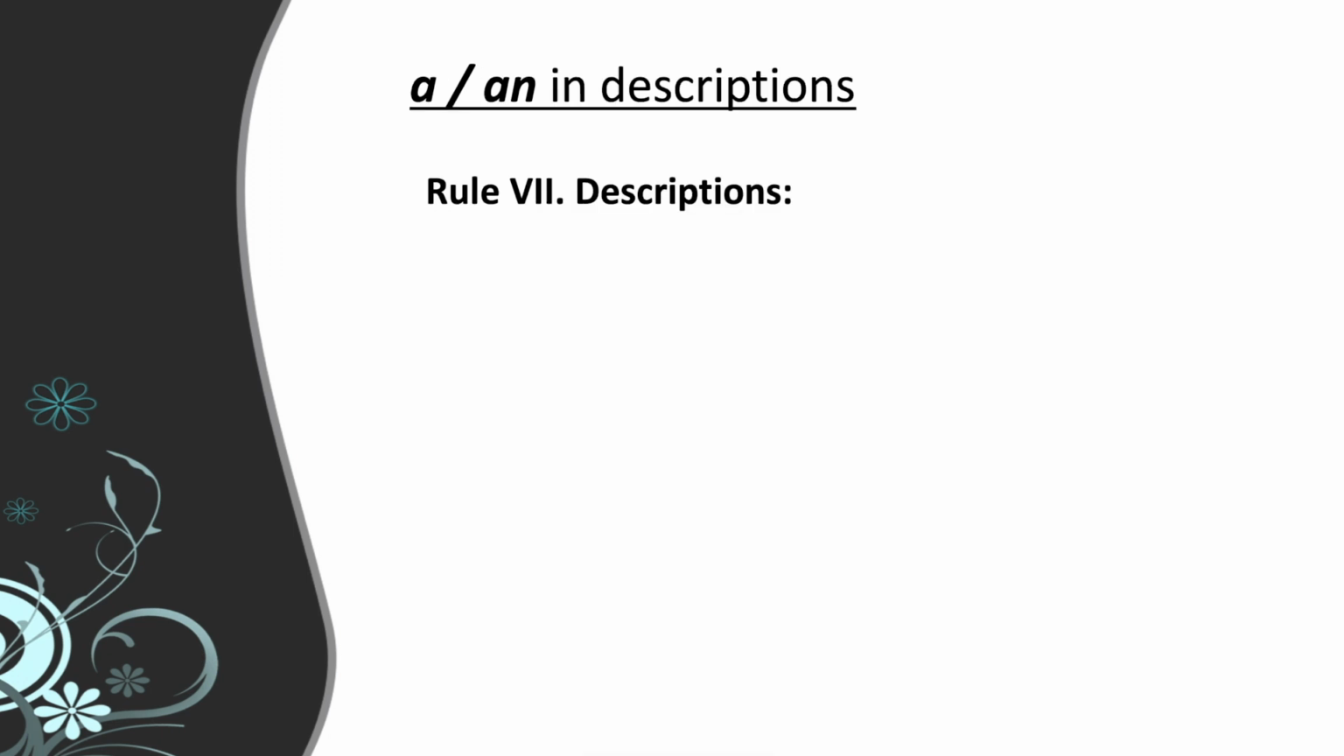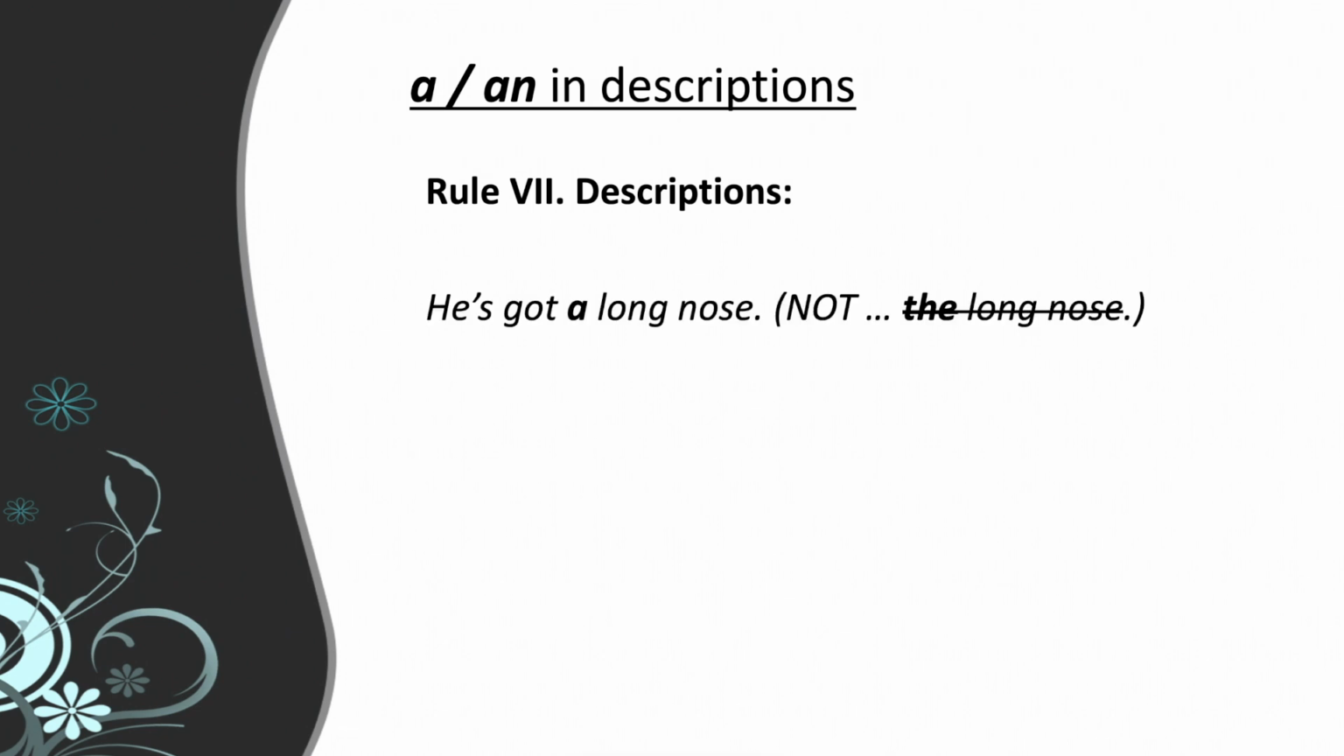Rule number 7, a and an in descriptions. Now it's time to remember the difference in meaning between a and an and the. Remember that a and an are for general things, and the is for specific ones. So we can say, "he's got a long nose." But if we say, "he's got the long nose," we're saying that he has the only long nose in the world. There are a lot of people who have long noses, so this sentence doesn't work.